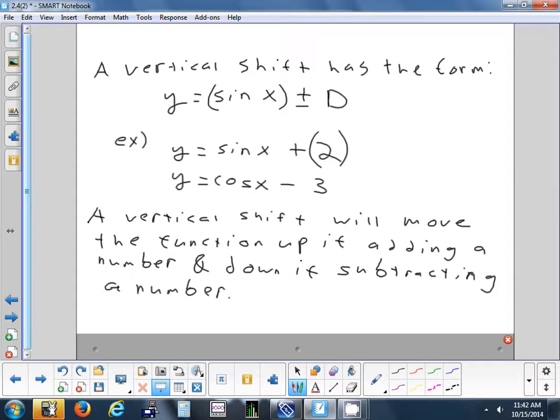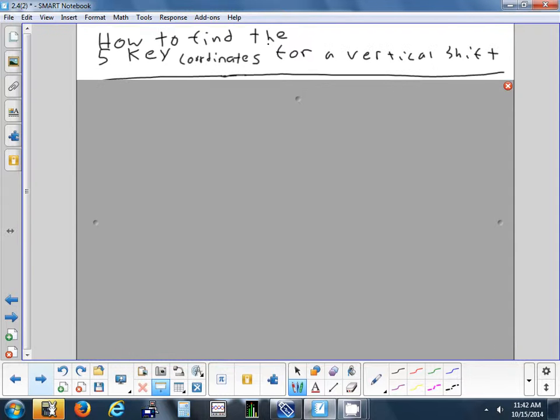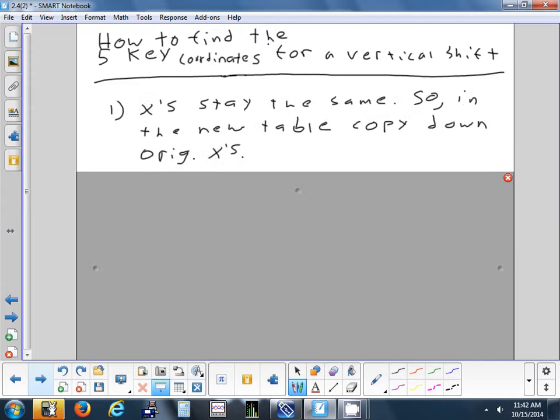Since we're going to be shifting up and down, which values are going to be affected here? Are the x's or the y's affected? Think about which axis goes up and down, x or y. The y-axis goes up and down, and you're going to change the numbers that go up and down. We're going to shift it up and down, so the y's are the ones that change. X's stay the same. That's the first step in figuring out where those 5 original key or important coordinates are going to go.